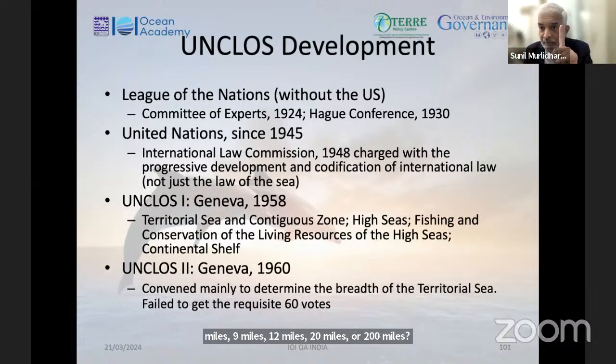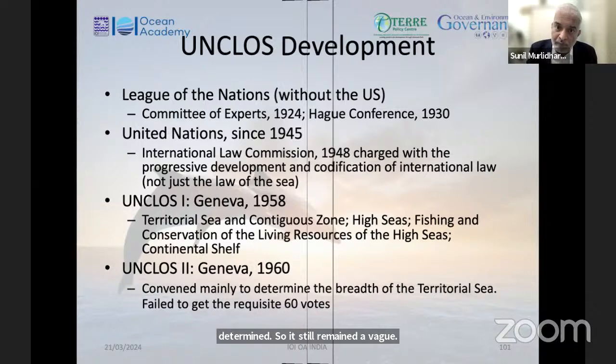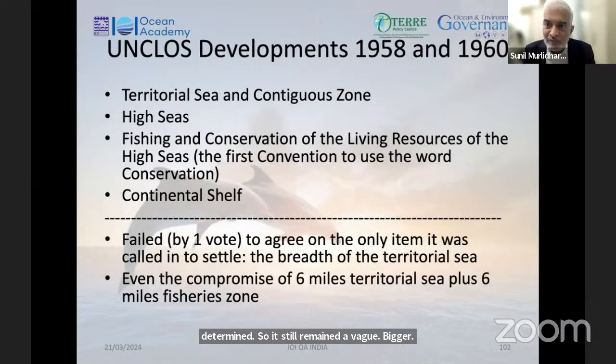So single agenda conference, but it failed to get the 60 votes. It fell short by one vote. So nothing was determined. So it still remained a vague figure. Okay. Going back to my point about ambiguity, the VUCA world, so ambiguity continued. So United Nations Conference on Law of the Sea, developments in 1958 and 1960. So I've just repeated that slide, as it were.